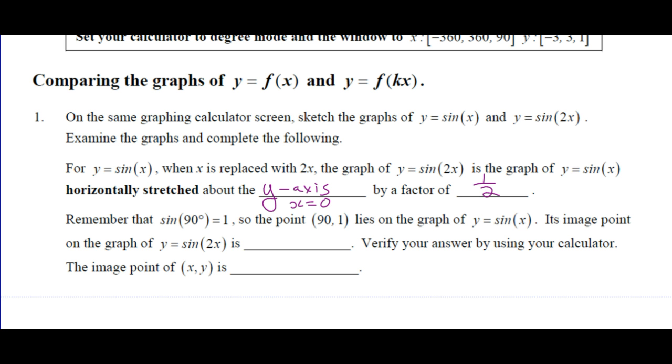What you've got to just think is this. How do I get a 90 out of 2x? What do I put in for x? 45. So the point is 45, 1. Verify your answer by using your calculator, which we don't have to do because we've looked at the graph. We can see clearly it's at 45. So the image point of x, y is what? x over 2, or 1/2 x, y. It's opposite. Actually, inverse.